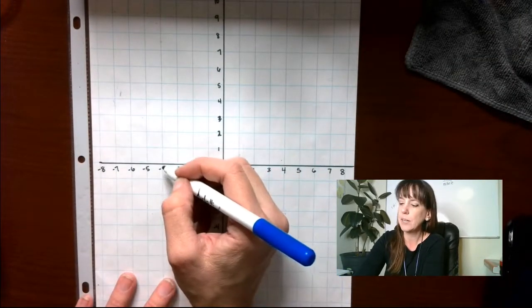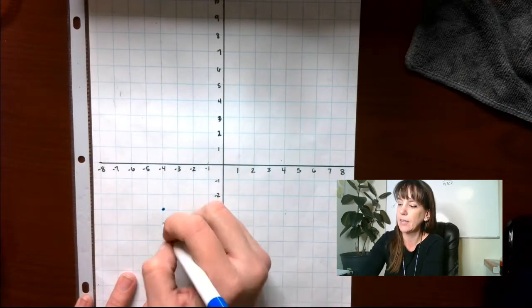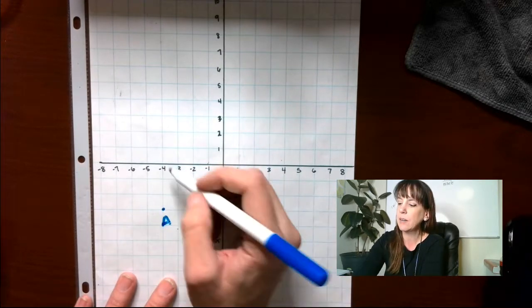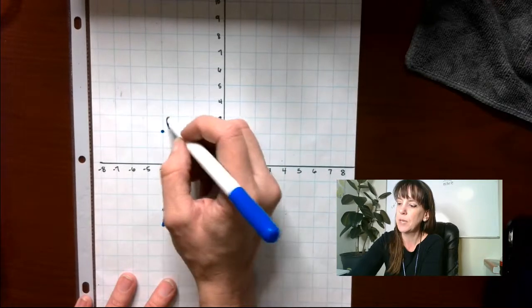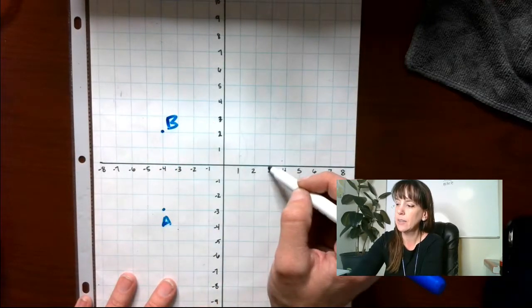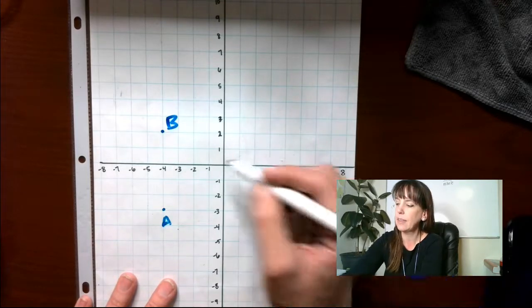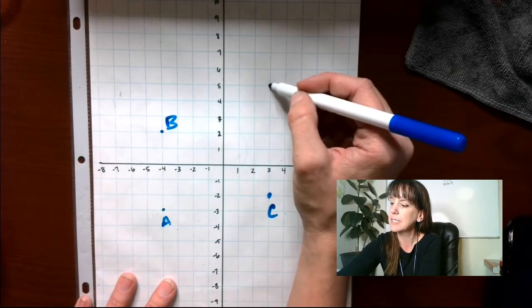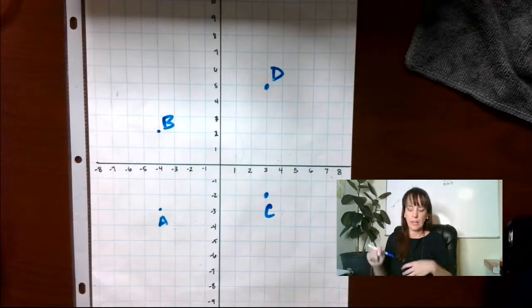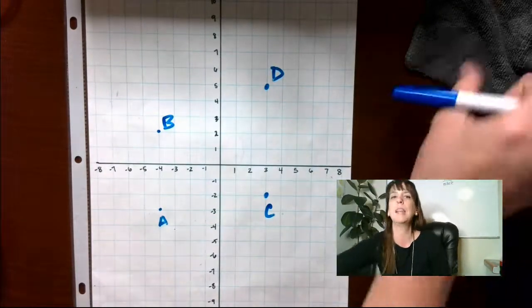So first one is -4, -3. We're going to go right there. That's A. Next one is -4, 2. That's B. Next one is 3, -2. That's C. And then the other one is 3, 5. That's D. Perfect.